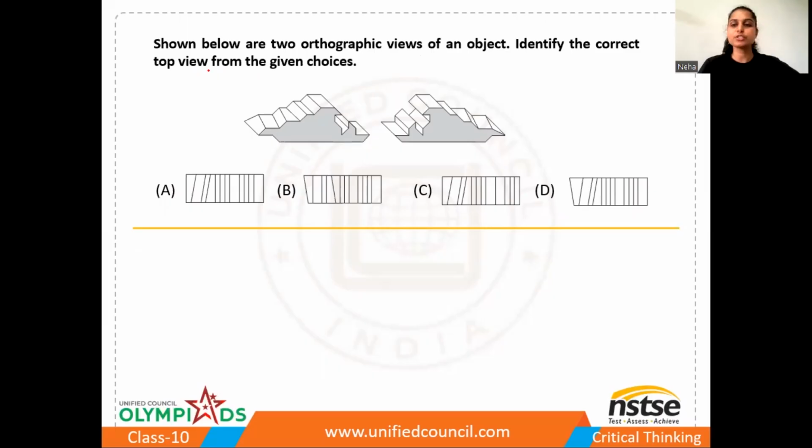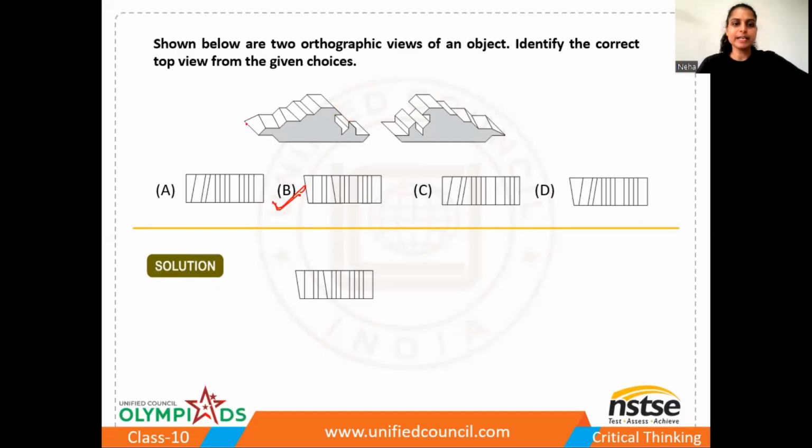So in the next question, they are saying that shown below are two orthographic views of an object. Identify the correct top view of the given choices. So here we have to find out the top view. That is, whenever we are watching these objects from the top, which would come? All right. So let me show you the correct answer for this question. So option B is the right answer, right?